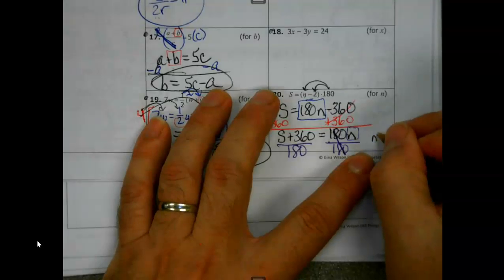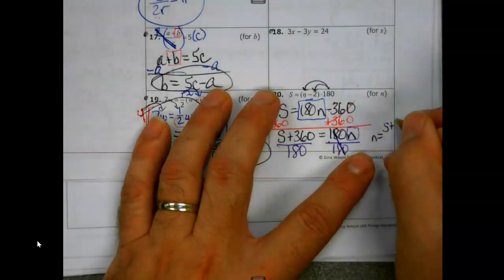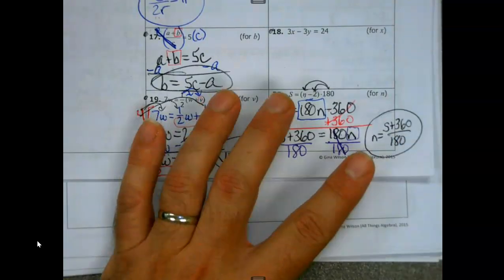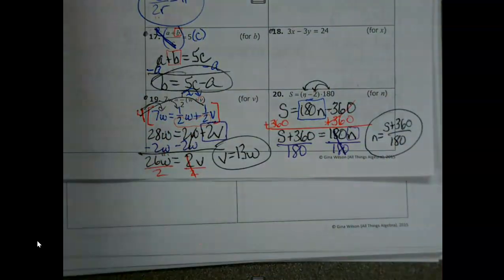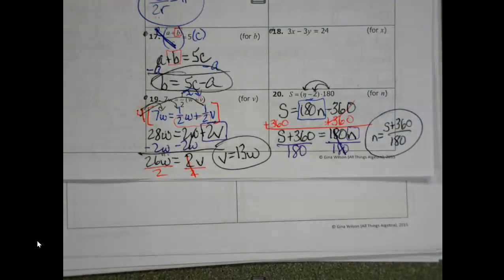Can I get a big old fraction as my answer? I can't. And we're set. Could I reduce that more? Maybe. I could do the 360 divided by 180, but I'm fine with you just getting it there. I'm perfectly content with that.